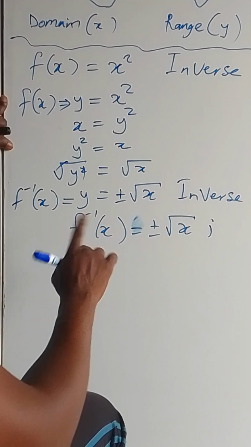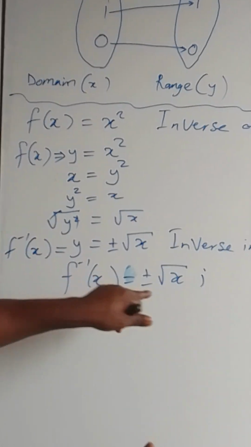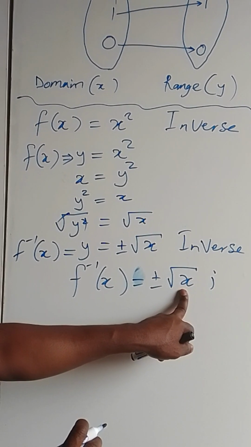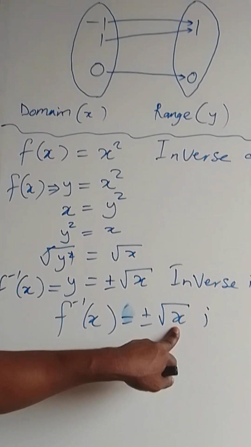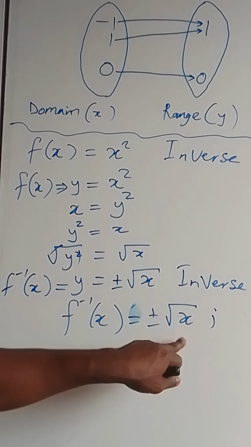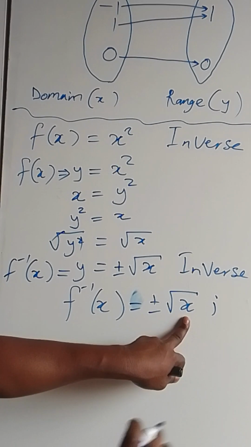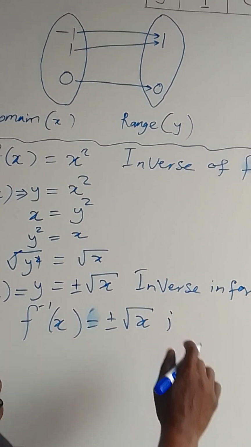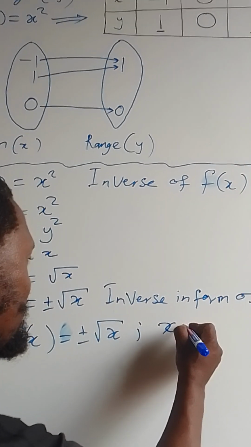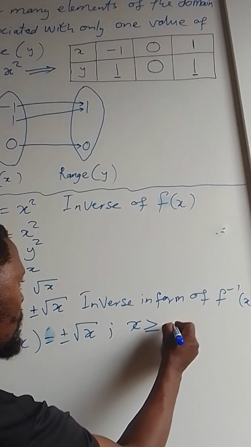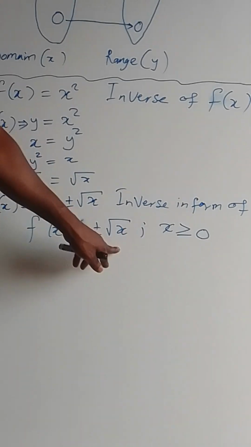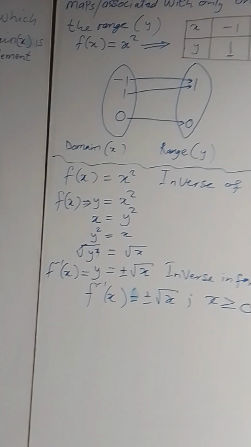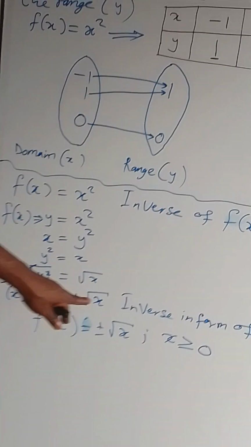Only when you restrict, you are going to tell them that you cannot have a negative value of x, because once you have a negative value of x, what is going to happen? You are going to have an imaginary number. So a square root of a negative number is undefined. So in order for us to avoid the undefined situation, you restrict your x. x must be greater than or equal to 0. In other words, it must be 0 or positive only in order for this to hold water.